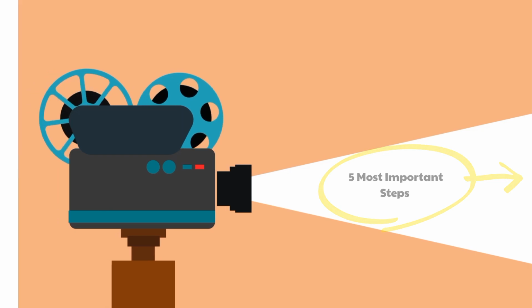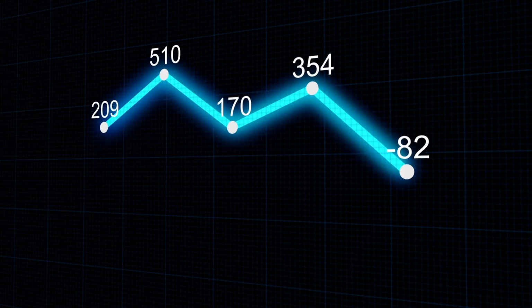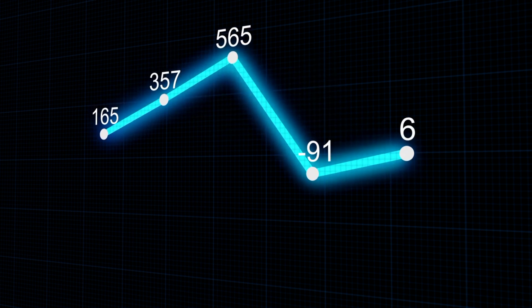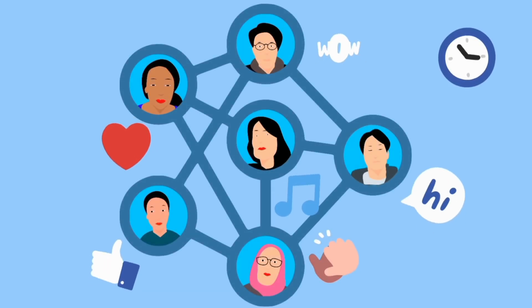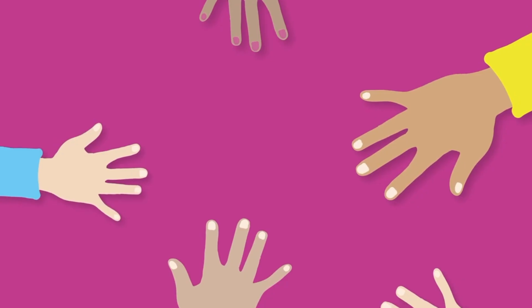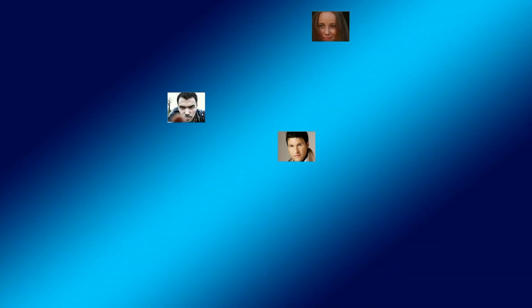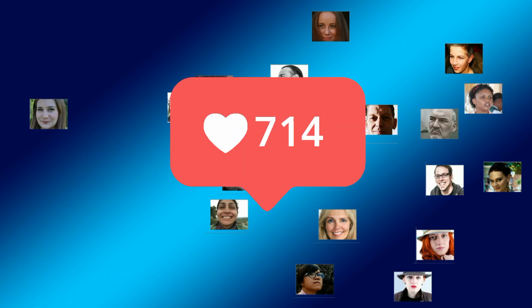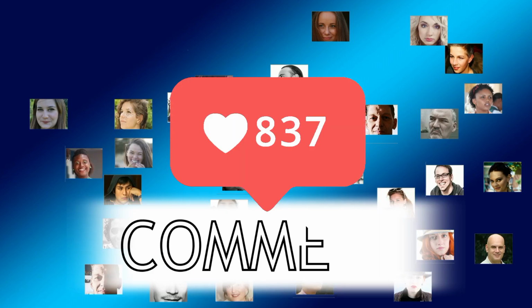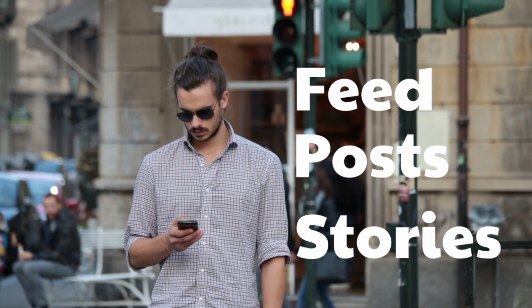Alright, so to get the Instagram algorithm back on your side, engage with other accounts on the platform, comment on content from other creators and businesses in your niche, follow relevant hashtags and engage with the posts, reach out to your followers and leave likes and comments on their feed posts and stories.